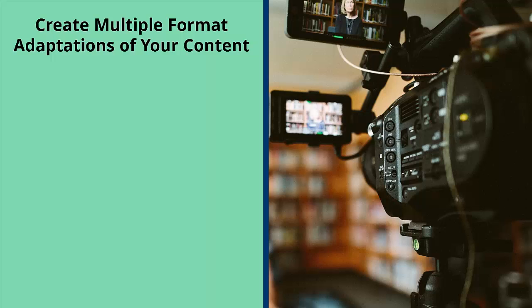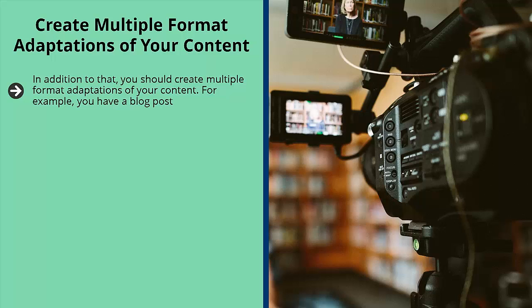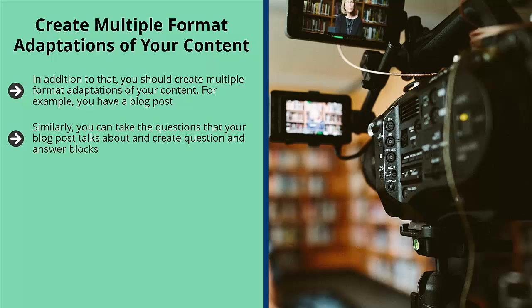Now that you have created your own content based on the best curated items you've used, the next step is to promote this content on all your social media accounts as well as on your mailing list. In addition to that, you should create multiple format adaptations of your content. For example, you have a blog post. Convert it into questions, and then add snippets of content from that blog post along with a shortened link, and then share it on Twitter. Similarly, you can take the questions that your blog post talks about and create question and answer blocks. So basically there's one question, and then you copy and paste a significant answer, and then put original content at the bottom. You then post this on Quora.com.